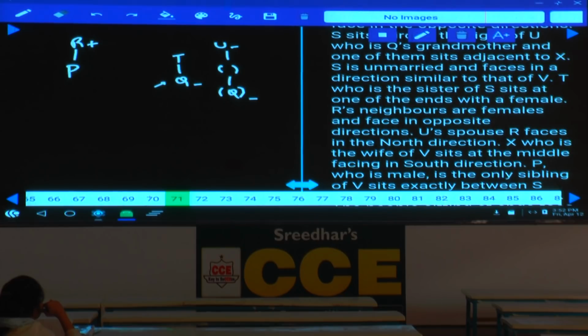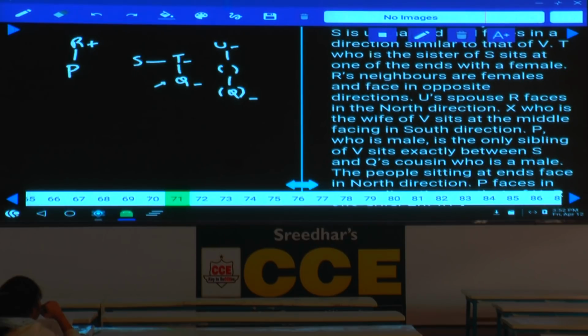Now this S is unmarried and faces in a direction similar to that of V. S and V are facing the same direction, and T is the sister of S. T is the sister of S, and S is unmarried, isn't it? T sits at one of the ends of the row, and R's neighbors are females and face in opposite directions.